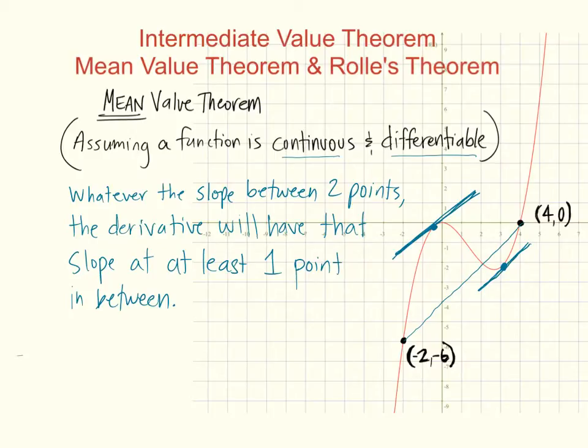So what I'm guaranteed is if I have a smooth curve, pick any 2 points, and whatever the slope is between those points, my derivative has to have that same value. And what is a derivative? A derivative is a function that will give us the slope. So the slope of this is the same as the slope of this, which is the same as the slope of this. That's the mean value theorem.